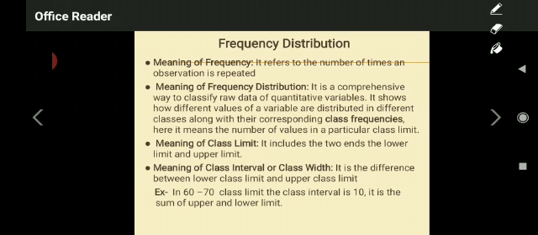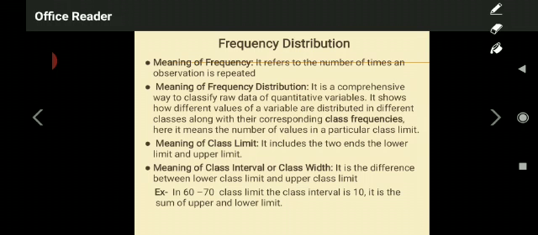Before going to understand frequency distribution, we have to understand what is frequency. Frequency is nothing but it refers to the number of times an observation is repeated. Observation is repeated in the sense, how many times the variables are repeated in a group of, for example, data.